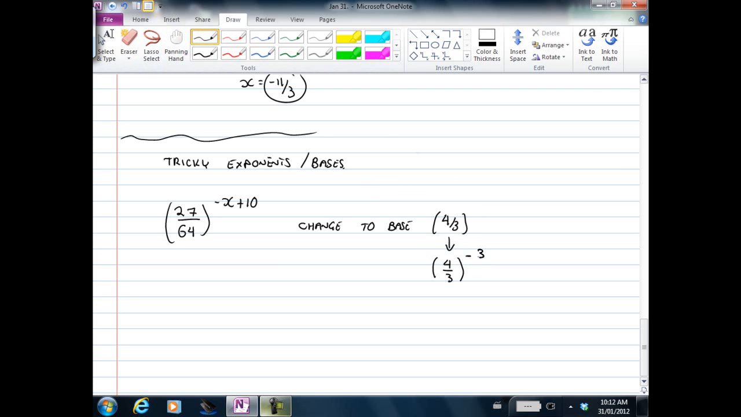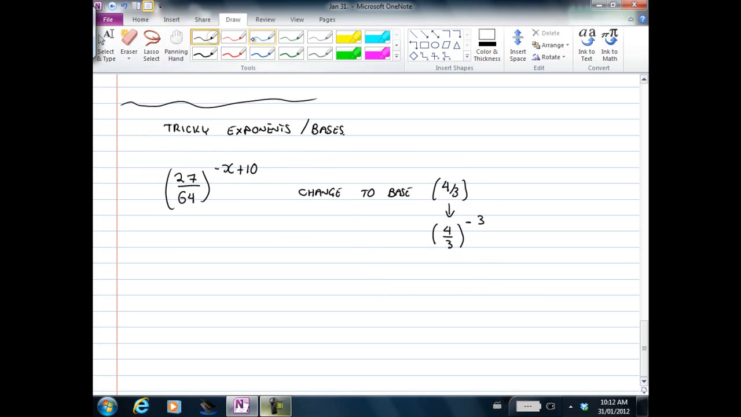Negative 3. Because 4 over 3 to the power of negative 3 really is the same thing as writing 3 over 4 to the power of 3. These are identical. So when you want to flip your fractions around, use negatives. Let's write this down in case you forget. If you want to flip your fractions, then use negatives.